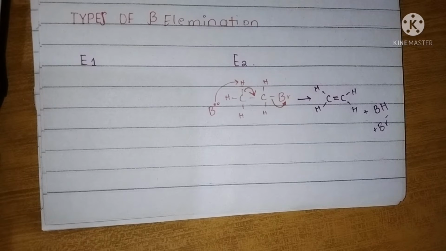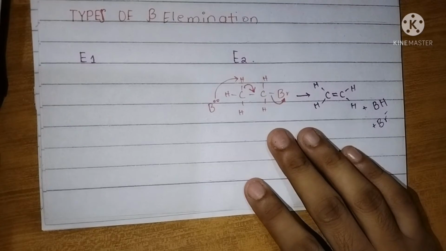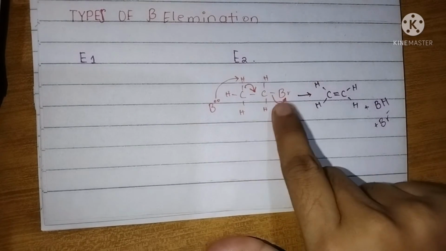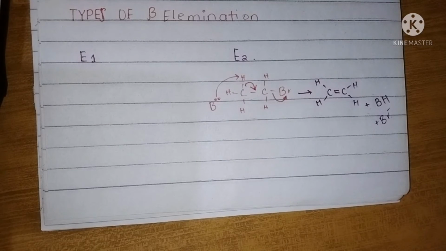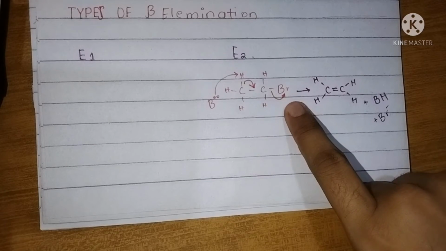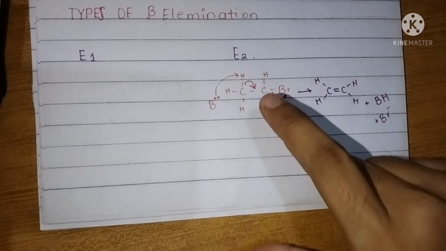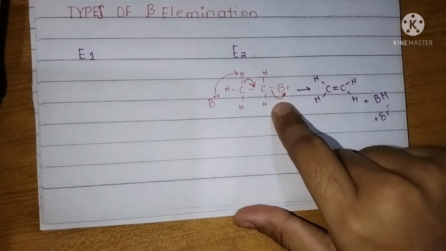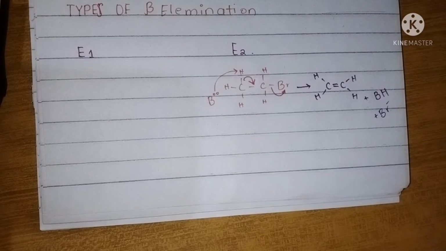Like SN2 reactions, E2 reactions are also bimolecular, and these reactions show second order kinetics. The molecularity is 2 because 2 molecules are reacting in the rate determining step, which is happening in a single step, and also the reaction kinetics is second order.